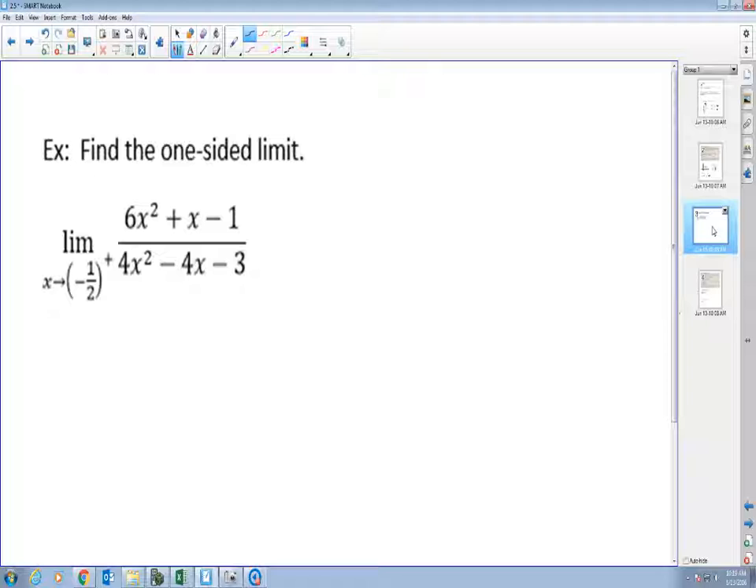I'll try another example. I believe this one I can actually redefine my function. If I want to redefine this function, let me factor the top and the bottom. Let's see what happens. So the limit of my function as x approaches negative one half from the positive side. 6x squared, I can use 2 and 3.